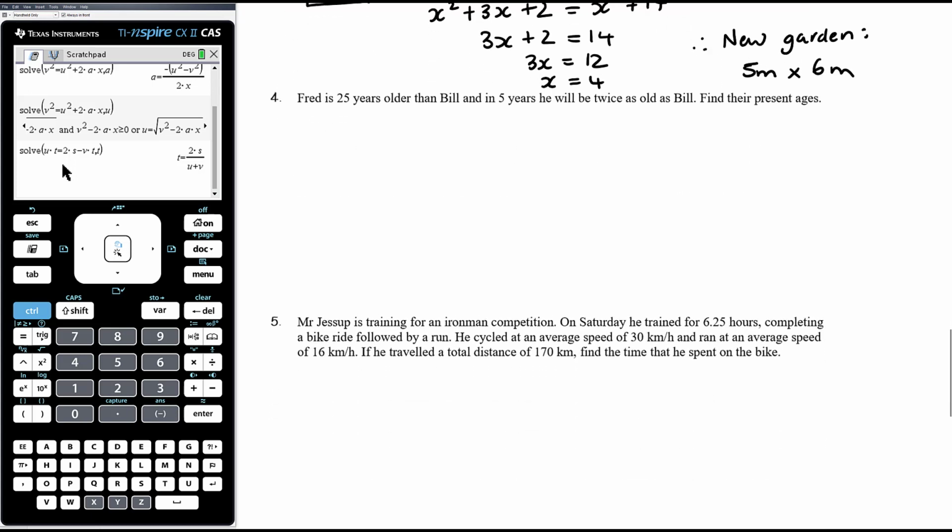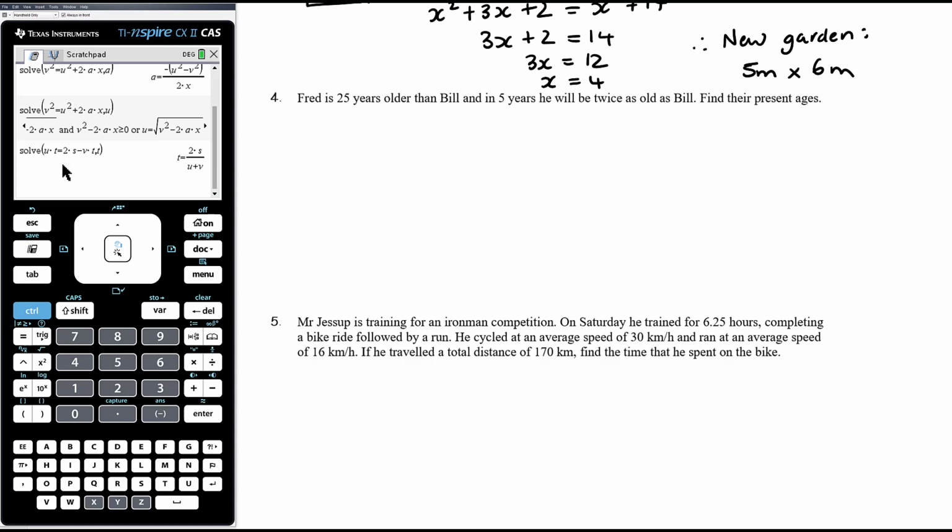Okay, question 4. Fred is 25 years older than Bill, and in 5 years he'll be twice as old as Bill. Find their present ages. Okay, this is a really common kind of example, and I find that students make mistakes with these quite frequently because they end up trying to construct an equation where they compare Bill's current age to Fred's previous age, and that's not what the information says. So you need to be consistent about your variables.